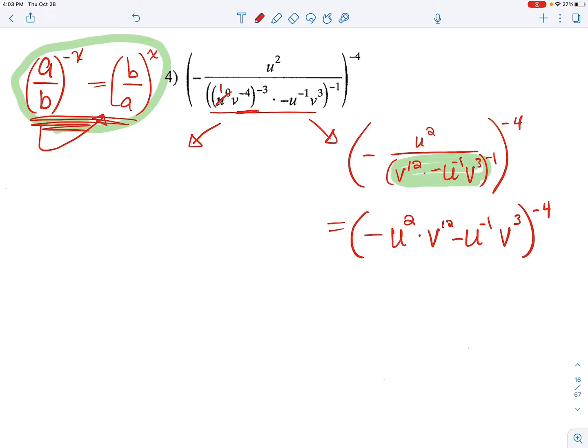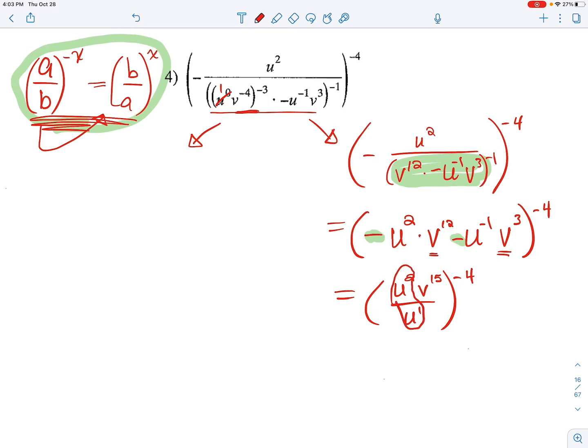Okay, now I'm going to work from the negative exponents and deal with these 2 negative signs. I know that that's going to become positive, so I can disregard them, and I'm going to make all the exponents that are negative positive. So u squared, v to the 12th times v to the 3rd is v to the 15th. And that u to the negative first, I'm just going to put down there to be positive. Still all to the negative 4th power.